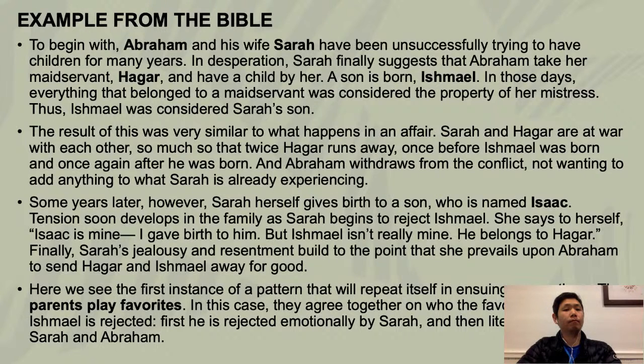Here we see the first instance of a pattern that will repeat itself in ensuing generations. The parents play favorites. In this case, they agreed together on who the favorite is, Isaac. Ishmael is rejected. First, he is rejected emotionally by Sarah, and then literally by both Sarah and Abraham.